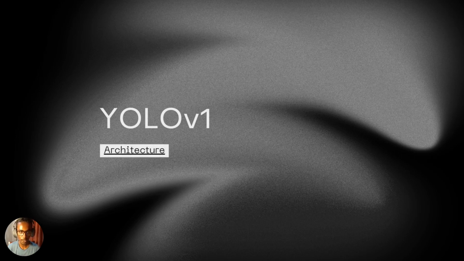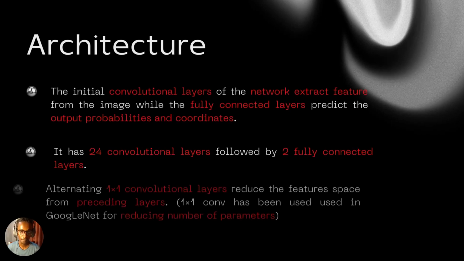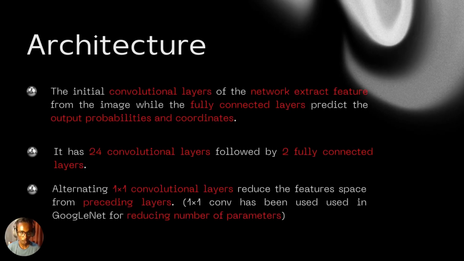Now let's take a look at the architecture, or the feature extractor, for YOLOv1. The initial convolutional layers of the network extract features from the image, while the fully connected layers predict the output probabilities and coordinates. So the convolutional layers are responsible only for the feature extraction process, and the fully connected layers predict the output probabilities and coordinates that we mentioned before. The YOLOv1 architecture has 24 convolutional layers and 2 fully connected layers.